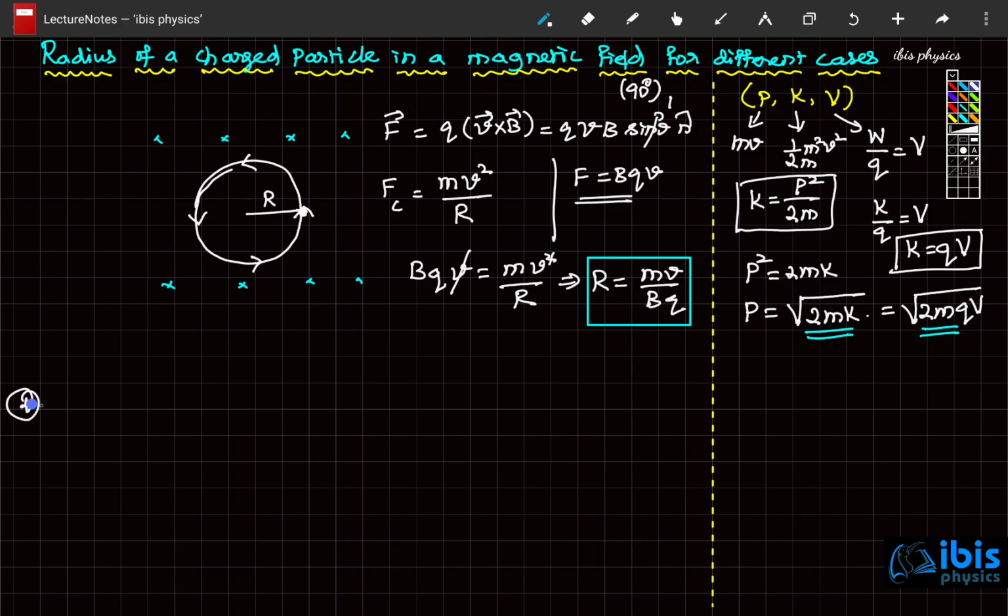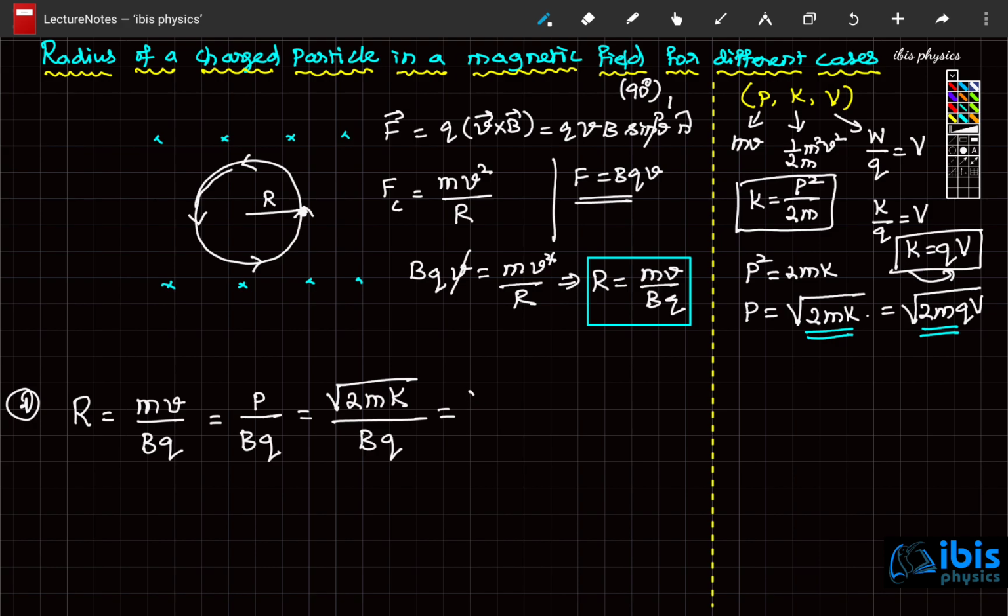Here come our important points. The radius of a charged particle is mv by Bq. Also, this mv is nothing but momentum p, divided by Bq. As we discussed, momentum can be written as root over 2m into kinetic energy, so r is root over 2m into kinetic energy by Bq. Also, this momentum can be written as root over 2m into q into V, because kinetic energy is qV. So we are writing root over 2m qV divided by Bq.